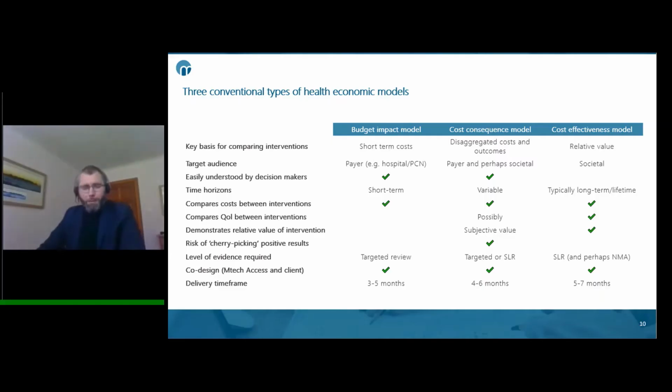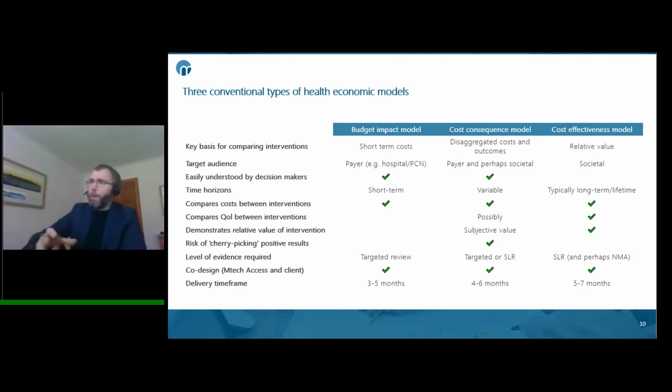What we wanted to do actually was to make this a very user-friendly screen here, where one can see side by side the pros and cons, the features and the advantages and disadvantages of three very conventional types of health economic models, which we feel are particularly relevant to the needs of medtech devices going forward.